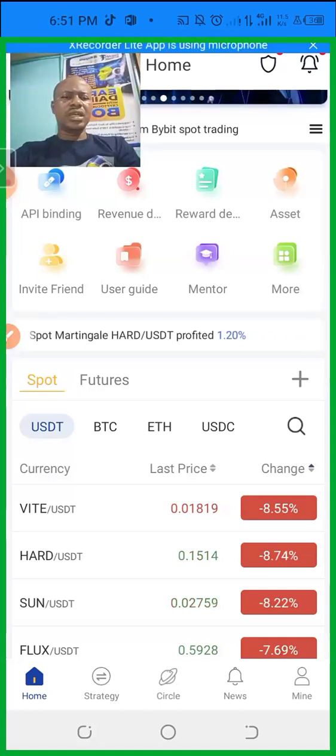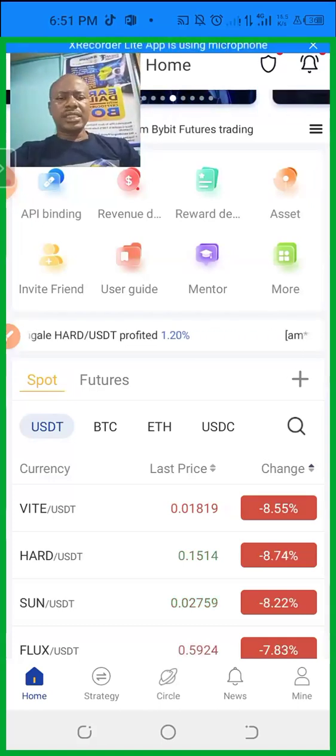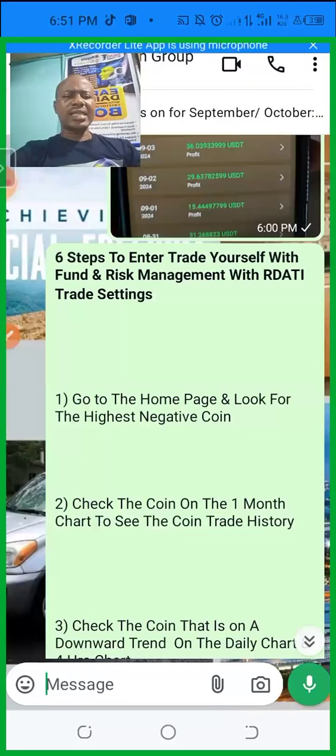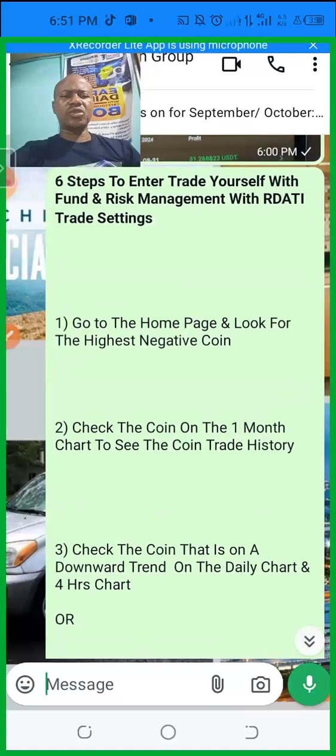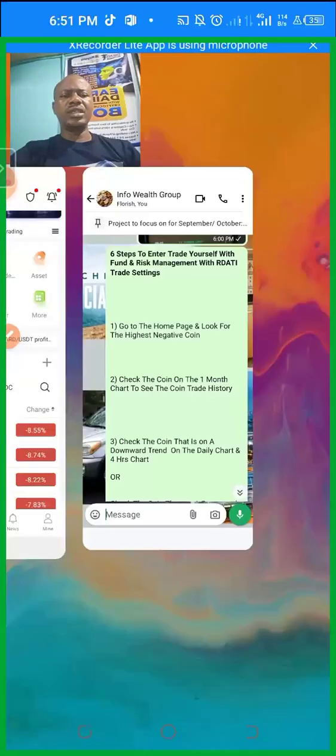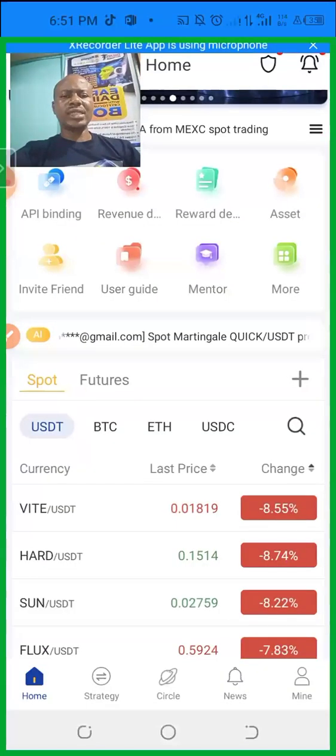Now, after you have identified the highest negative coin, the next thing for you to do is check the coin on the 1 month chart to see the coin trade history. So you now tap the coin in the middle.